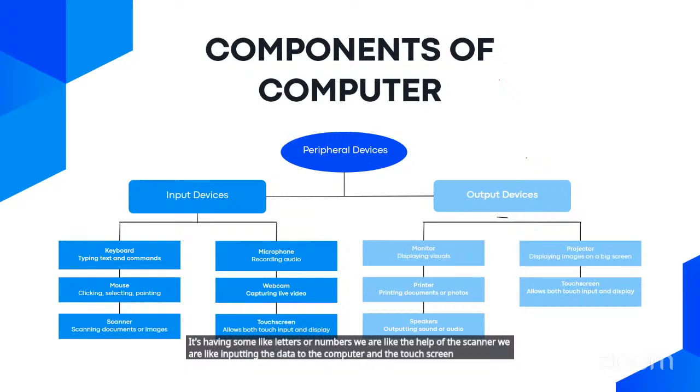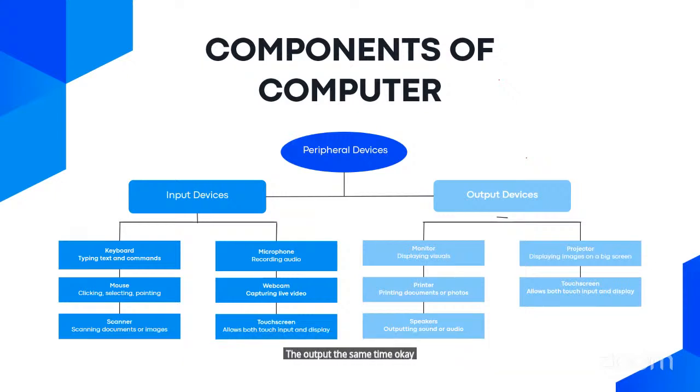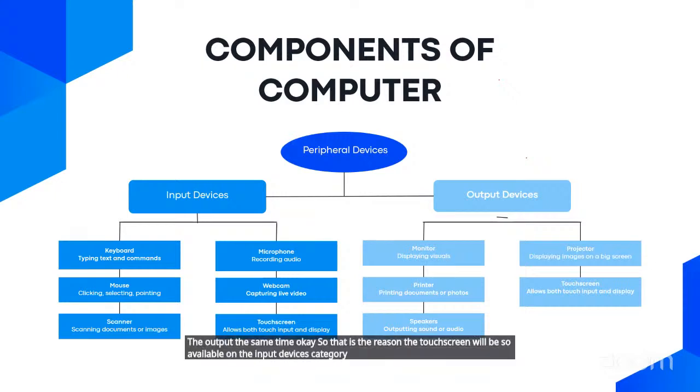The touch screen comes under both the input devices and the output devices. While using the touch screen on a mobile phone or an iPad, our touch is input on that particular device, and at the same time we can see the output. That is the reason the touch screen is available in both the input devices category and the output devices category. Now we will check the output devices.